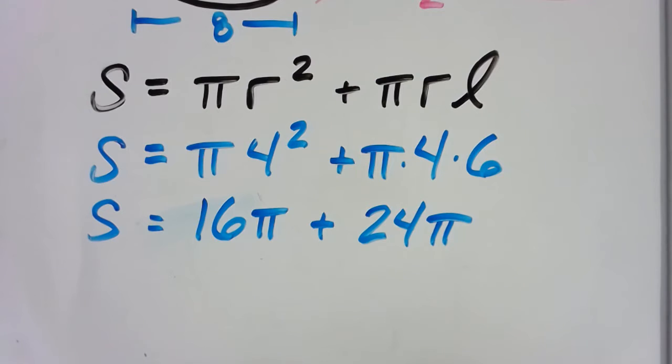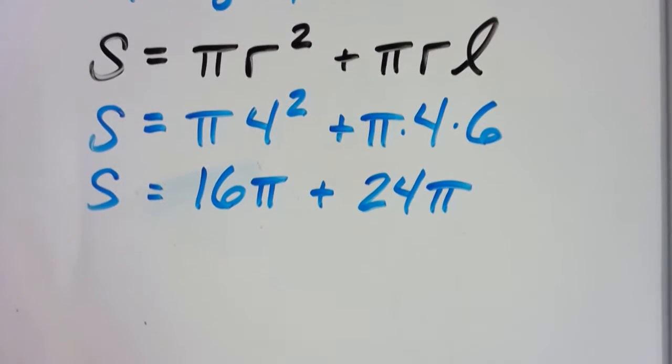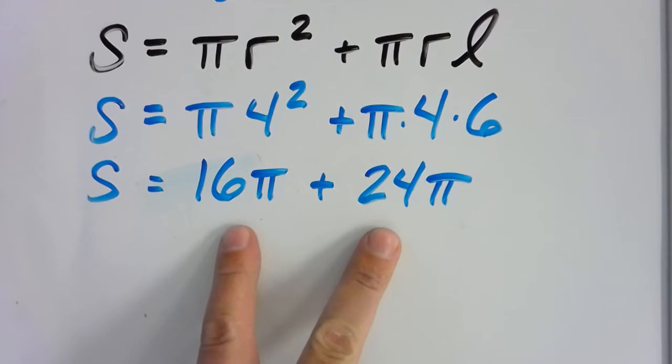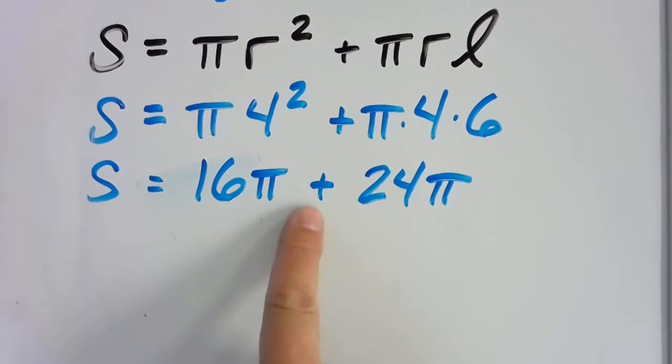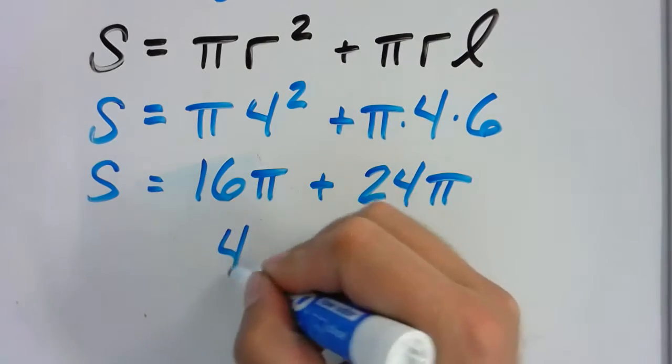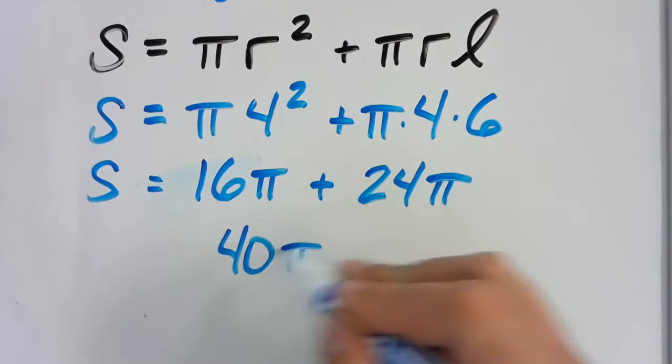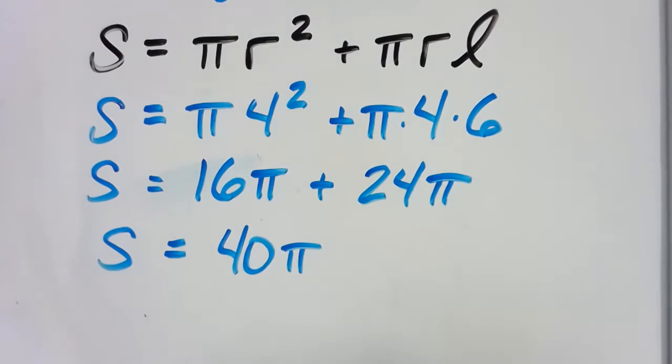There's very little consequence that would happen in this case. But just to show how I would do the exact solution here, at this point, technically, I can combine these like terms. They both have a pi attached. So 16 plus 24 gives me 40. There is a pi attached to it. This would be what we call the exact solution.